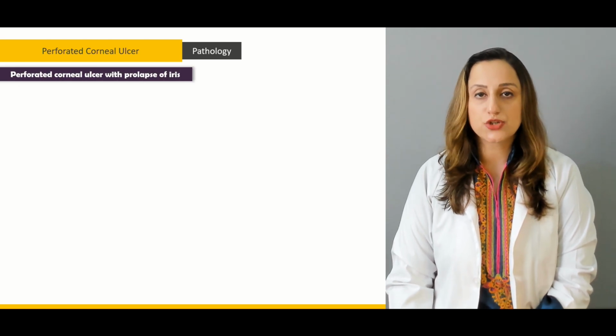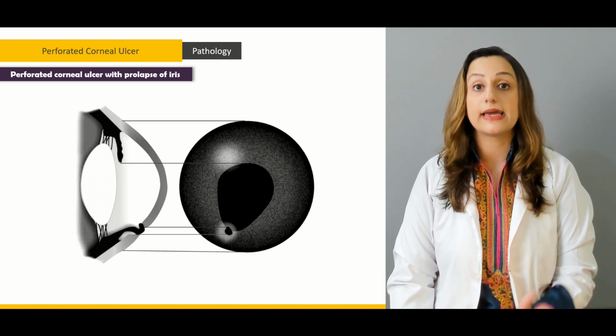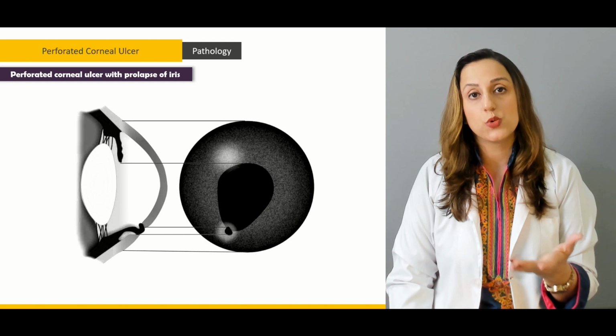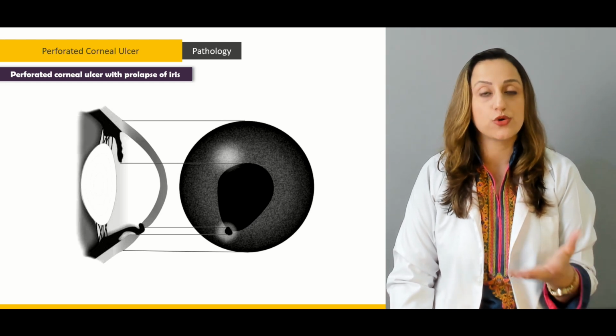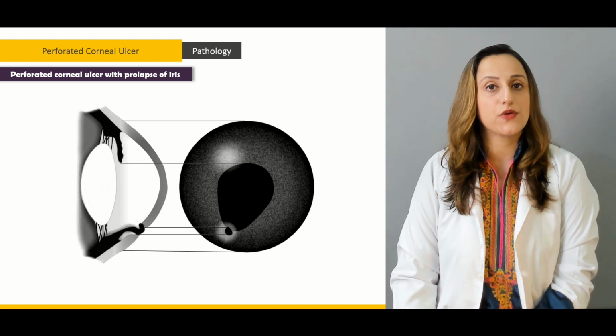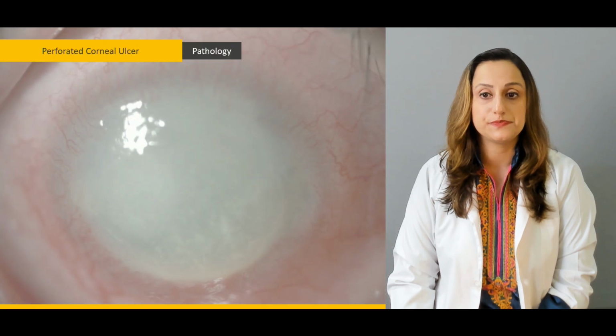Then perforated corneal ulcers with prolapse of the iris can also occur. It's again one of the complications. If the Descemet's membrane has also been exposed or perforated, then finally there would be prolapse of the iris that can be observed clinically in the patient.